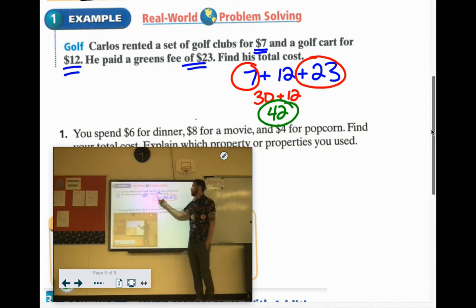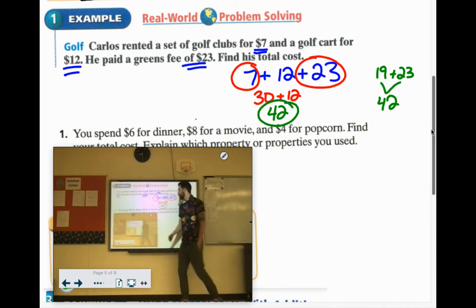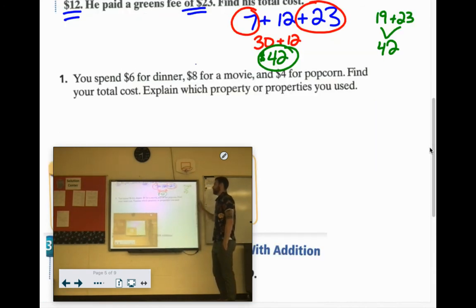That's the same answer as if you did 7 plus 12 is 19 plus 23. It still gets you 42, okay? It still gets you there. And we're talking dollars. Since we're answering a word problem, we'll answer the way they're asking.